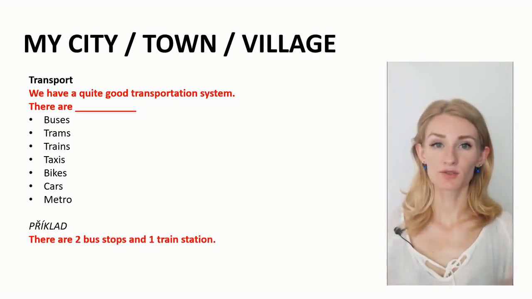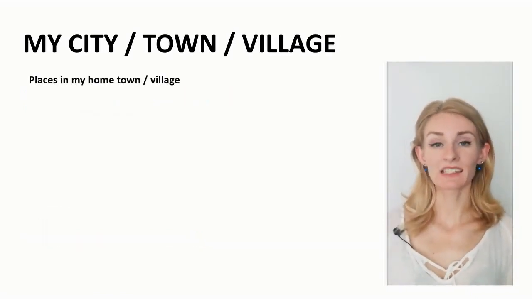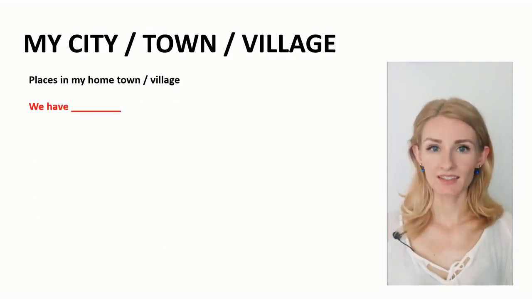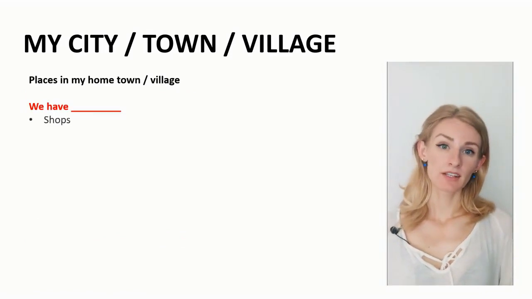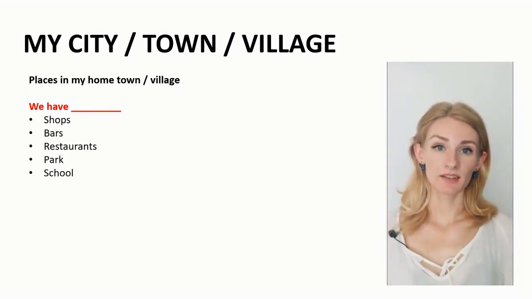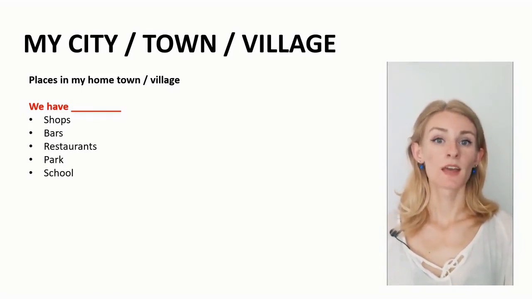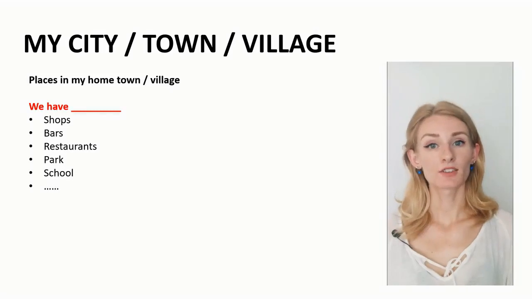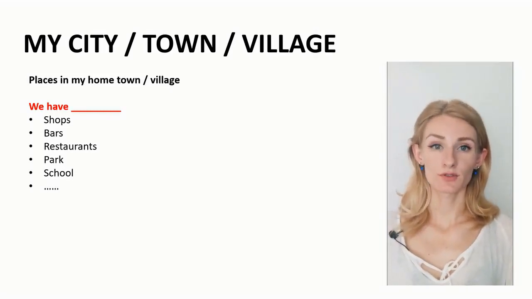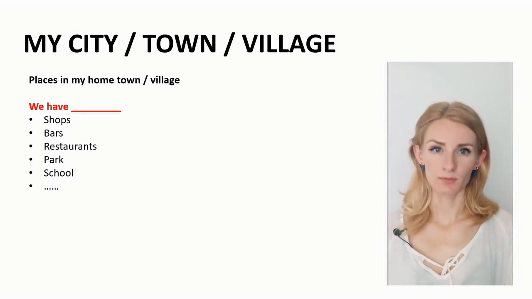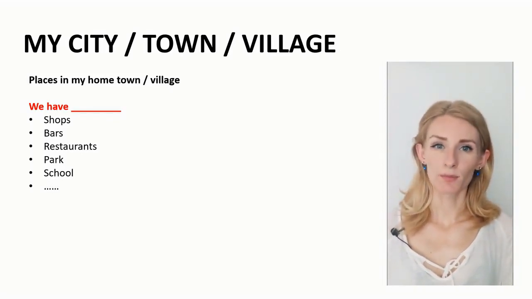Now let's talk generally about the places we can find in our hometown or home village. Again, as an example, my village is quite small, so we cannot find many places, but definitely we have a shop, we have a church, we have a kindergarten and a tram. We have also two bus stops and one train stop. There is also a little pub and also a small park.